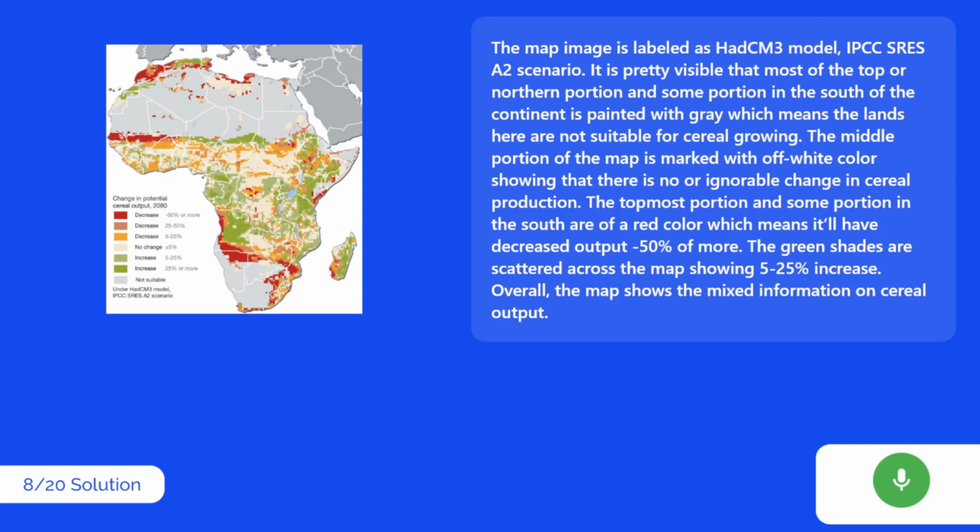The middle portion of the map is marked with off-white color, showing that there is no or ignorable change in cereal production. The topmost portion and some portion in the south are of a red color, which means it'll have decreased output, minus 50% or more. The green shades are scattered across the map, showing 5 to 25% increase. Overall, the map shows mixed information on cereal output.